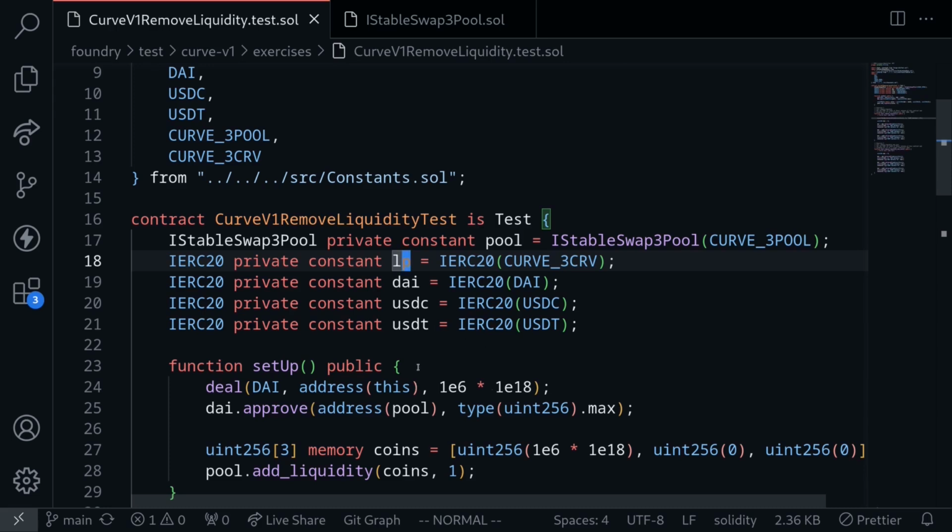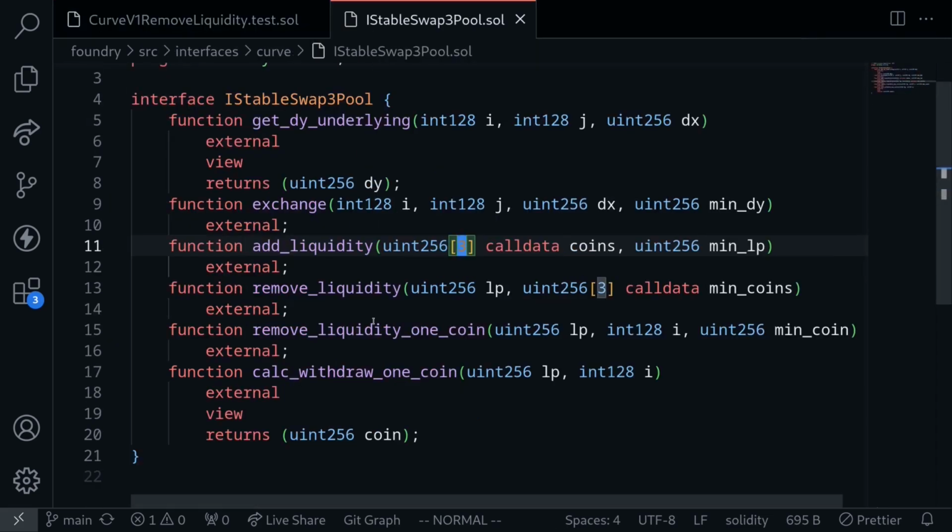Once you get the LP balance of this contract, call the function remove liquidity, passing in the amount of LP. For this exercise, you'll be removing all of the LP tokens, and then the min coins, the minimum amount of coins that you expect to get back when you burn some amount of LP.